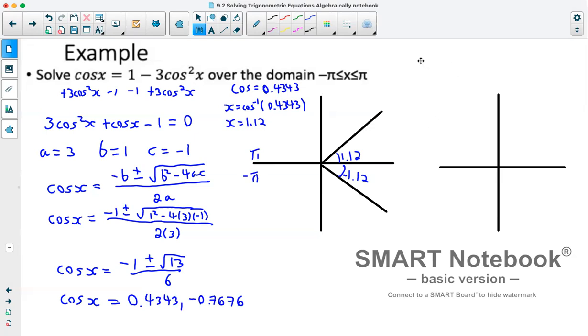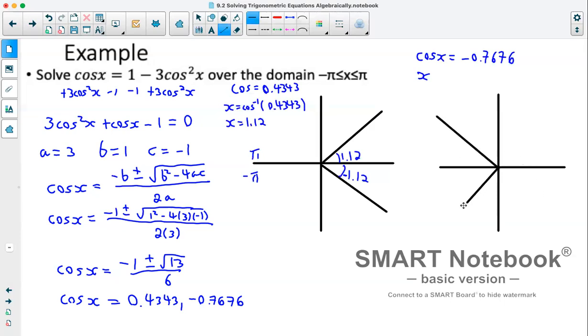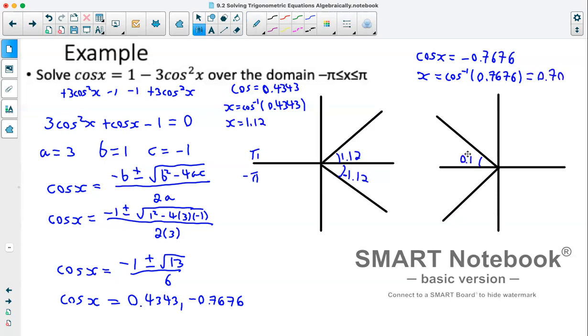Now for this one here, we've got cos x equals negative 0.7676. So we'll get a reference angle. Actually, we might as well draw out what quadrants we're in. So cos is positive in these two, so therefore it must be negative in this one and this one. And now we'll get our reference angle. So we've got x equals cos inverse of 0.7676. And that gives us a reference angle of 0.70. So this is 0.70 and this is 0.70.